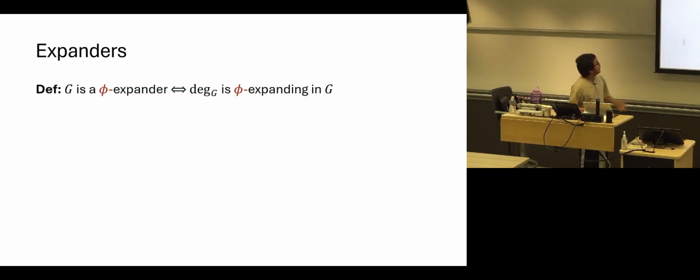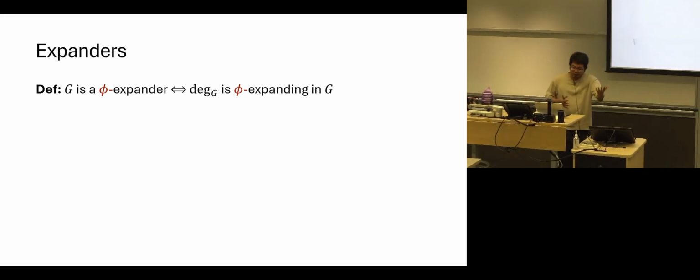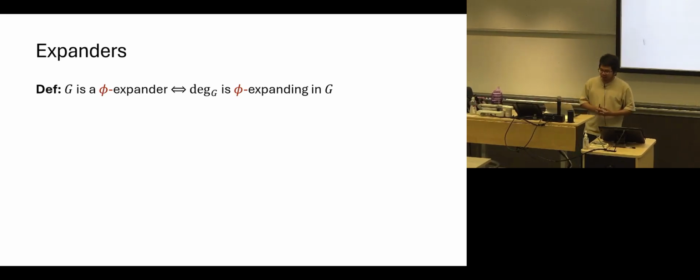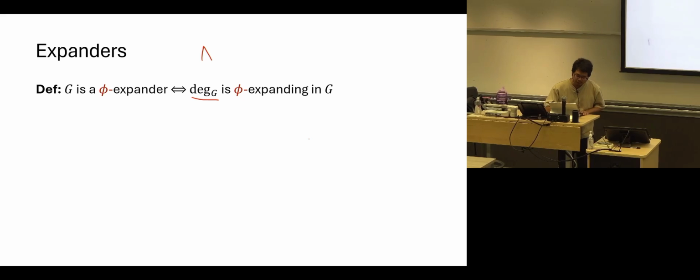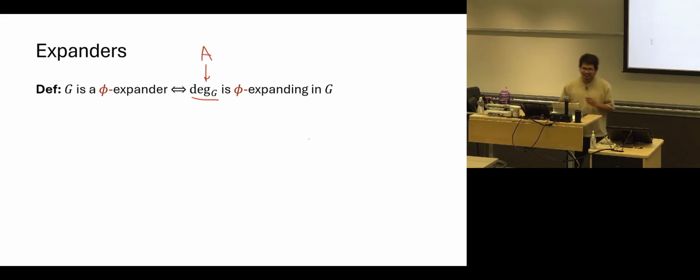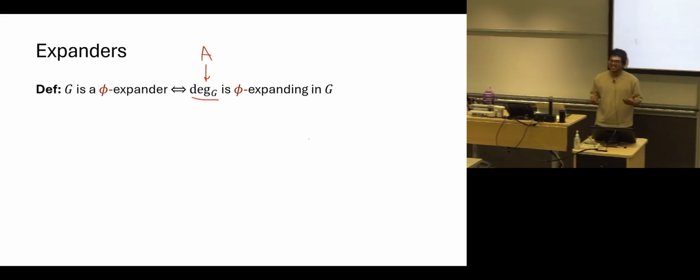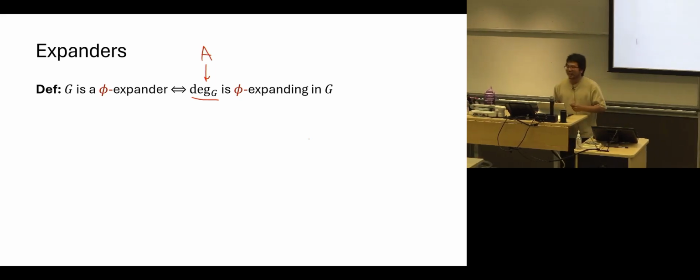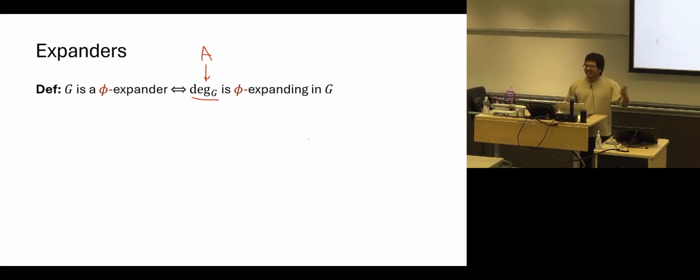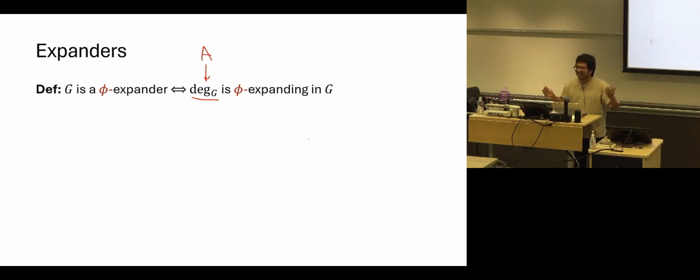And the graph, we said that the whole graph, not just the node weighting A, is a phi expander if the degree node weighting is phi expanding. Are we going to be working with many different A, or is it mostly just going to be degree? Most of the time we think of A as degree in this class, but next class already we will think of different A. Yeah.